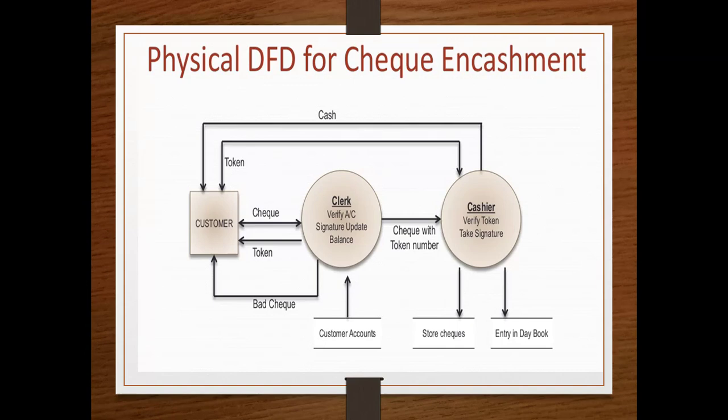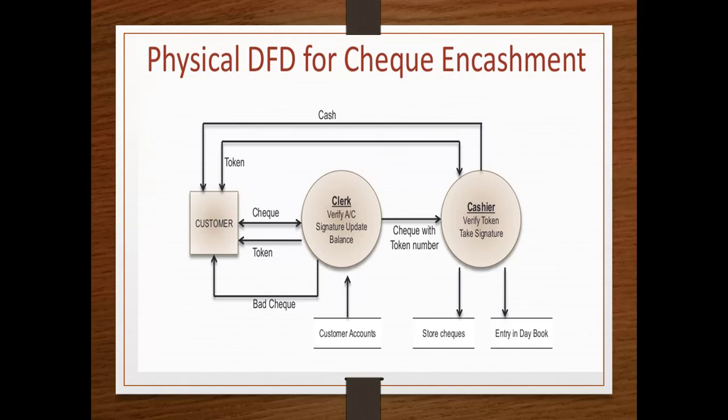Then the clerk will send that token number to the cashier. Again, the cashier will verify those things. They will check the token and check the signature. If it is correct, they will store the check and make an entry into the day book. The customer will come to the cashier and the cash is disbursed to the customer.